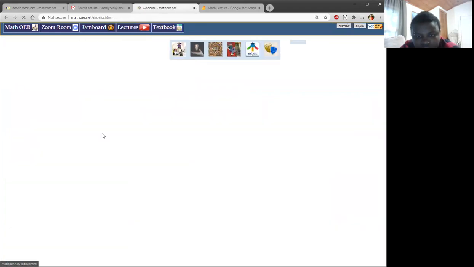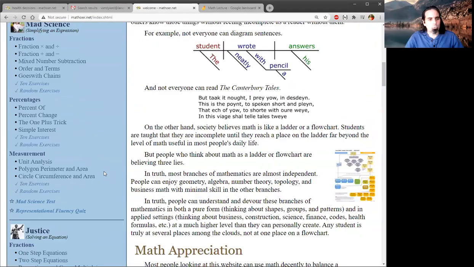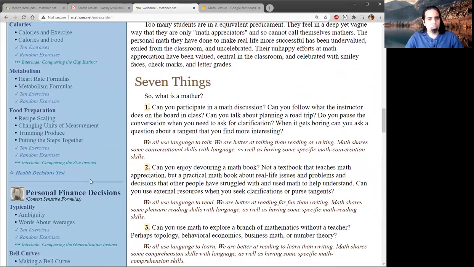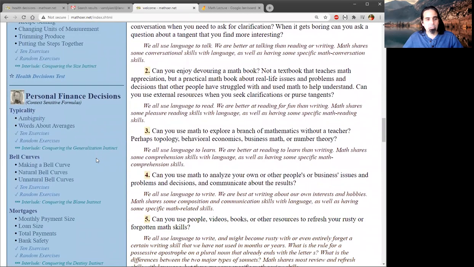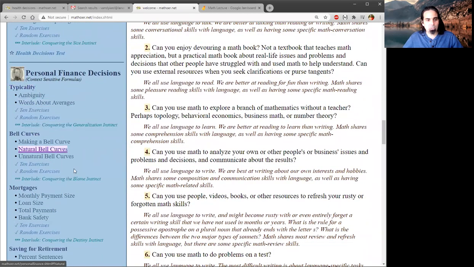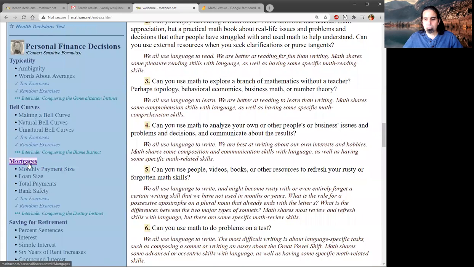So health decisions we're pretty done with. If you want me to look at more problems from the overall test, we can. That also might be a good thing to do on Friday, because then it'll be fresh in your mind for the weekend if that's a good time to work on this. Personal finance decisions, we've done typicality and bell curves, and we've done a little bit of mortgages, but not all of it. So let's go back and review mortgages and finish it up.